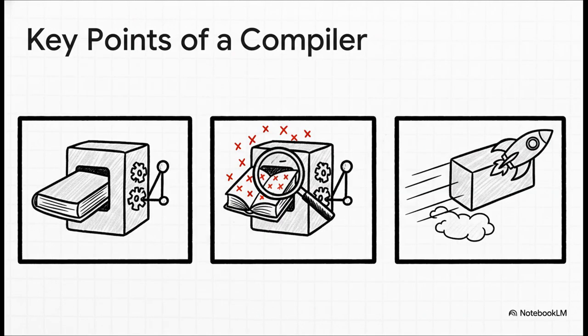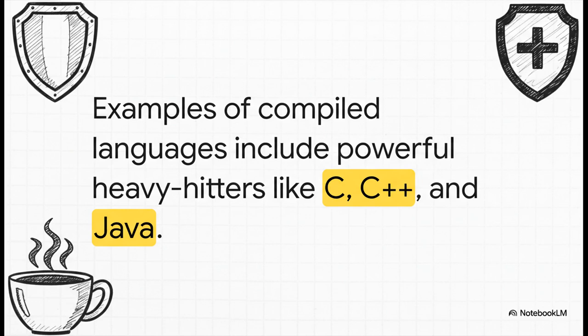Well, first, it translates your whole program in one big go. Second, because it looks at everything up front, it can find all of your syntax errors at once before you even try to run the code. And third, once that translation is done, the final program can run incredibly fast because it's already in a language the computer understands perfectly. And this method, it's the engine behind some real heavy hitters in the programming world. We're talking languages like C, C++, and even Java. They all depend on this big, upfront compilation step before anything can actually run.